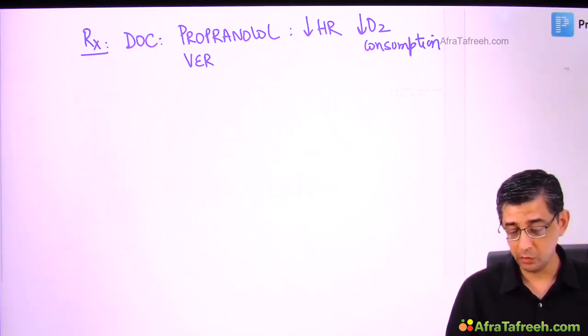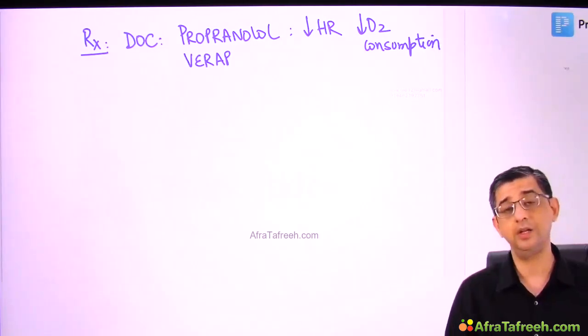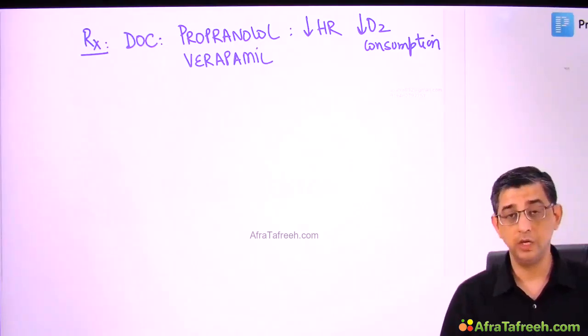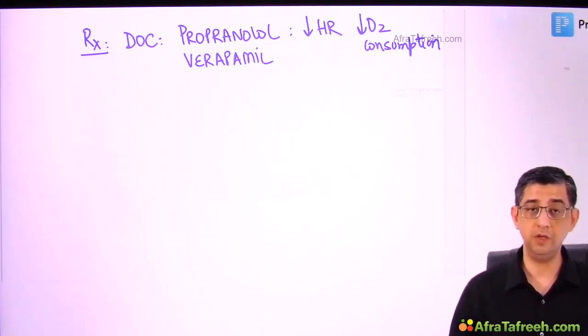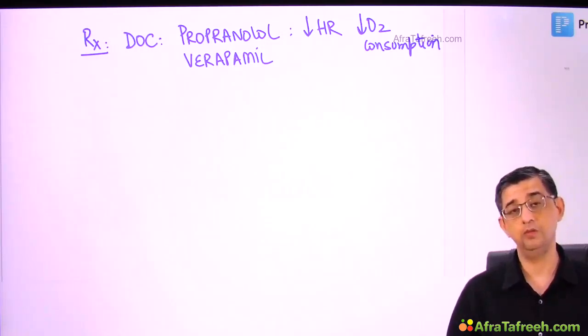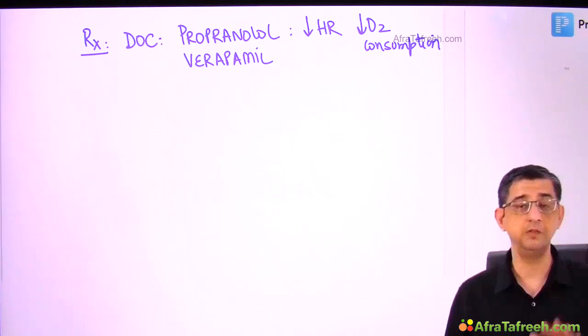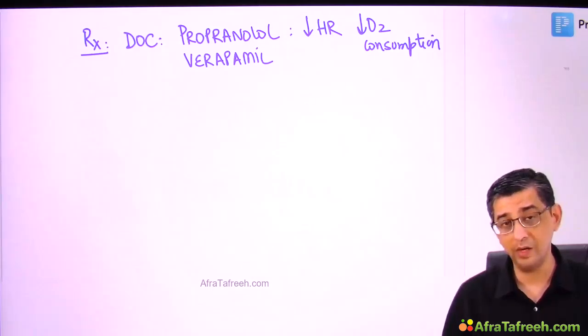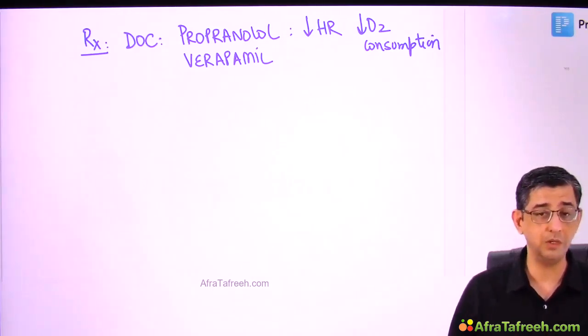Apart from this, we can use another drug that can control the heart rate, that is verapamil. You're aware, verapamil will act on the AV node. It will cause prolongation of AV nodal delay. And if you prolong the AV nodal delay, the speed with which the impulses will go down will be reduced. And therefore, as you control or regulate the heart rate, you can control the oxygen consumption in the heart.